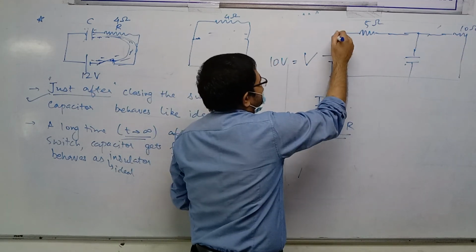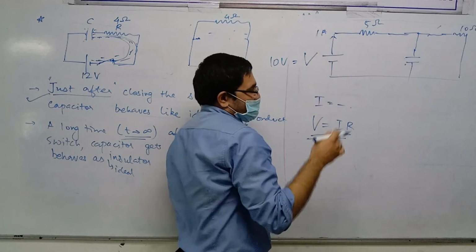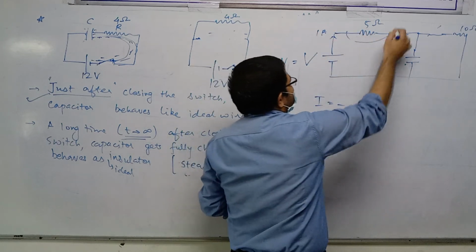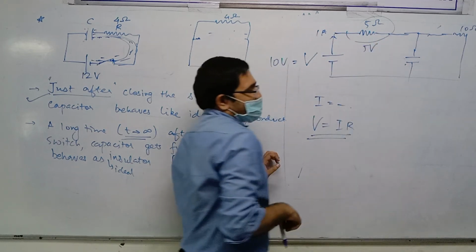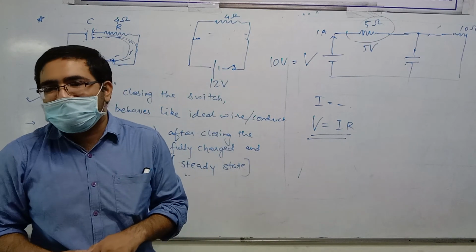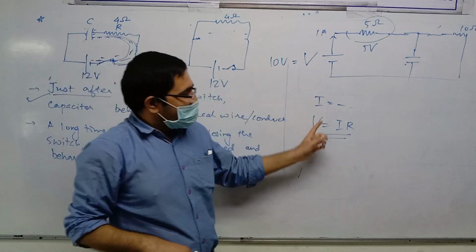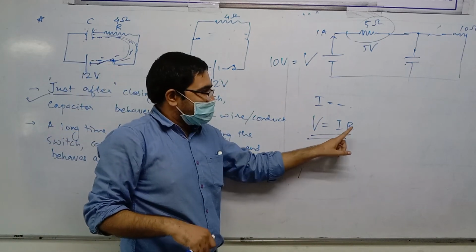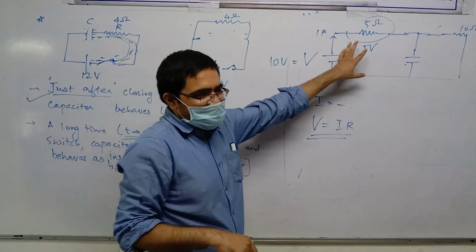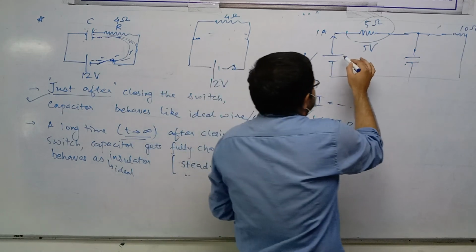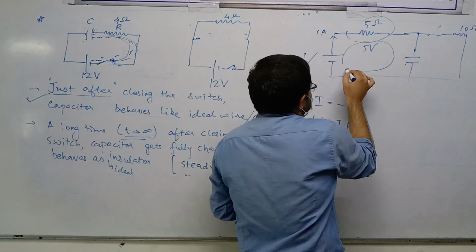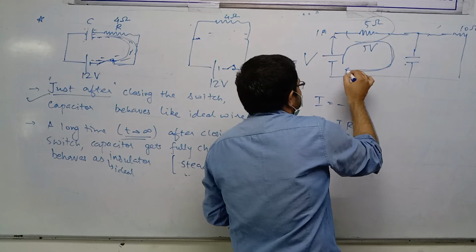And if by chance 1 ampere current flows, do you realize that this resistor will take 5 volt? Yes or no? You know how to do it. Why 5 volt? V, what do I have? 1 times 5 volt. So this will take 5. Then if you take a Kirchhoff loop like this, use the second rule.